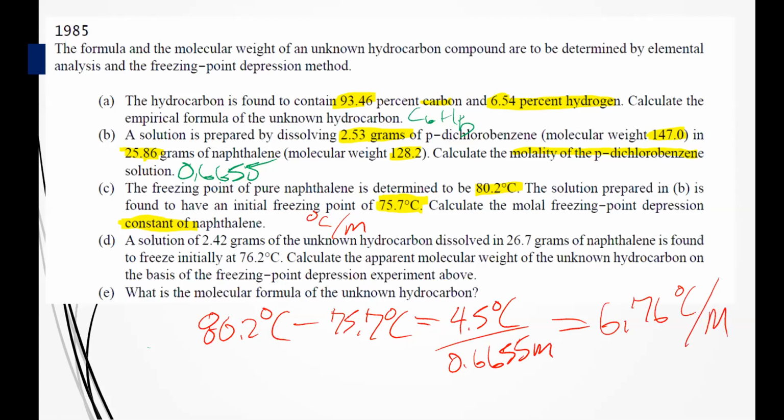per molality. So if we had increased the concentration of the dichlorobenzene inside that solution, if we brought it up to 1 molality, we would have brought down our freezing point by 6.76 degrees Celsius. Do you guys have any questions on that part?